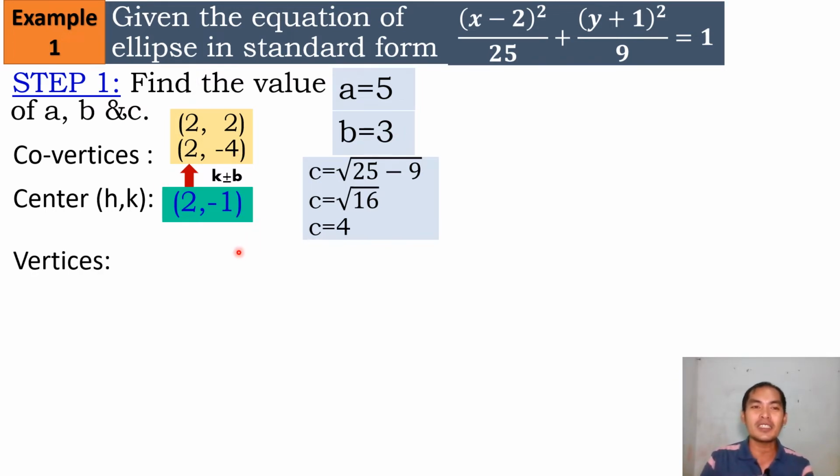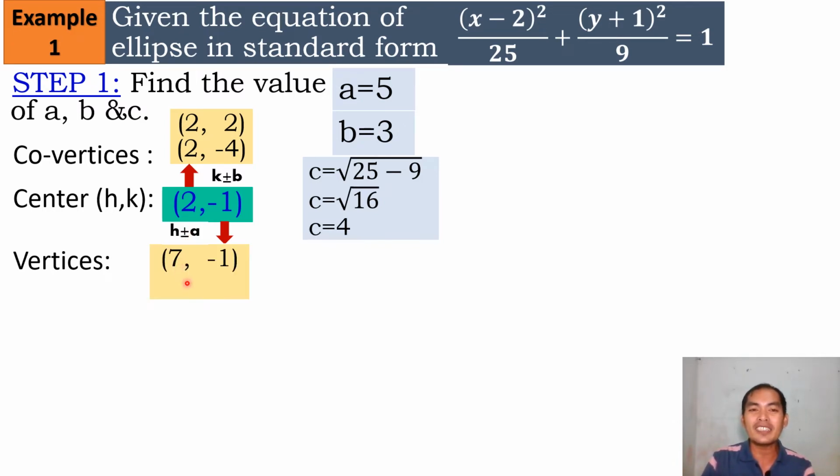Okay, let's proceed to vertices. How to find for the vertices? Take note, kung sa co-vertices, ang kinopya ay yung x value ng center, sa vertices naman, ang kukopyahin natin ay yung y value. Yung y value ang kukopyahin, at yung x value ay i-add sa a. Yung h plus or minus a.